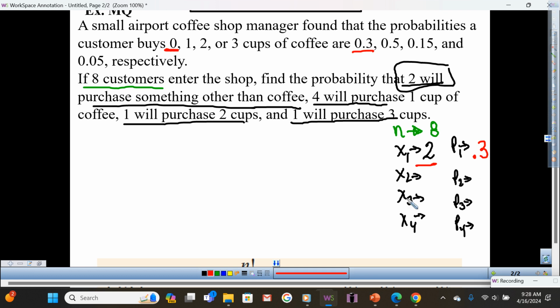Let's go with the next one. 4 will purchase 1 cup of coffee. 4, I'm going to write 4 here. So 4 of them. 4 will purchase what? 1 cup of coffee. Where's 1 cup of coffee? Right here. And what is its probability? 0.5.